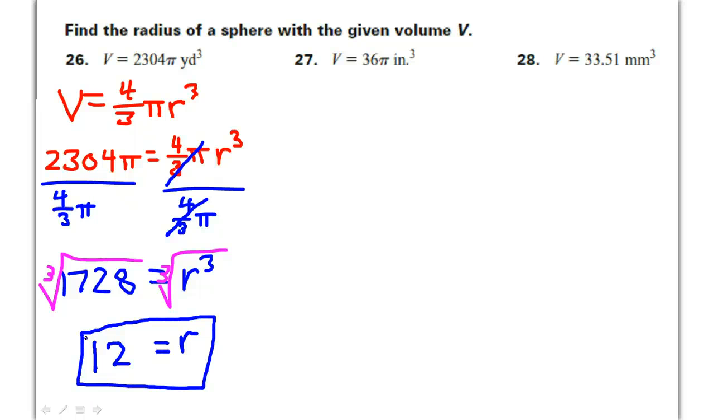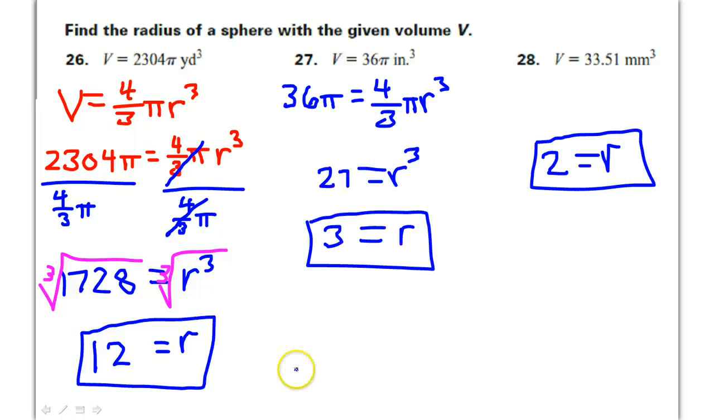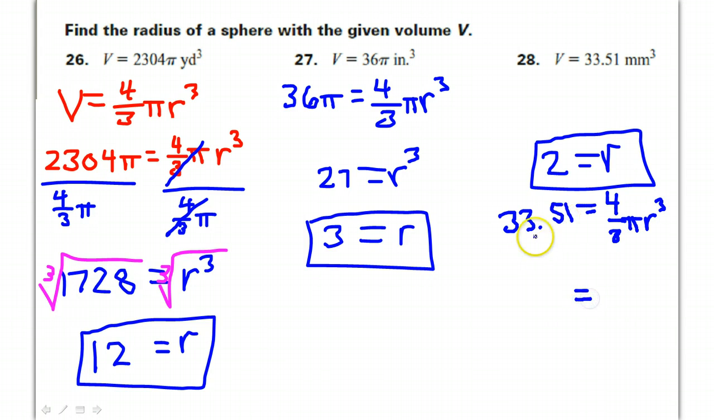Alright, I'm going to give you 60 seconds to do number 27 on your own. Alright, check your answers to number 27 and 28. Any questions about 27 and 28? Yes. Completely different answer. Okay. Did you do 33.51 equals 4/3 pi r cubed? Did you divide this by 4/3 pi? And what did you get?